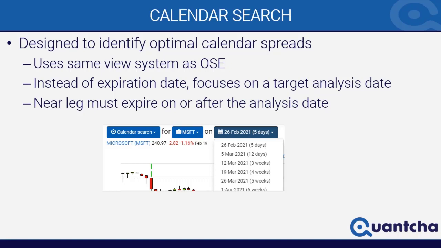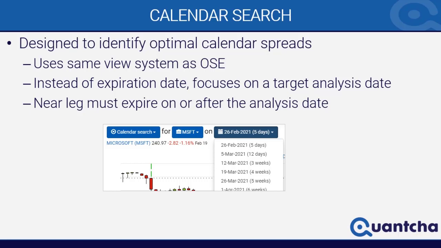Unlike the option search engine, where we have a specific expiration date that we can provably analyze all the options for based on their intrinsic value, the calendar search requires that you have two options that expire on or after the analysis date, so that we know that one or both of them will still have time value remaining, and then we do the analysis based on the implied volatility that is expected at that time. You can also switch between target analysis dates from that dropdown. However, keep in mind that your near leg must expire on or after the analysis date. Otherwise, it gets filtered out.